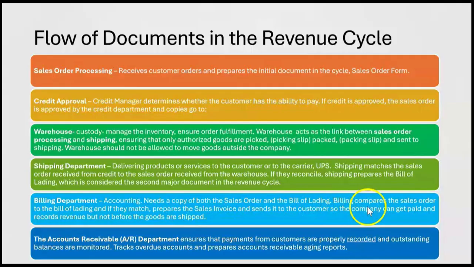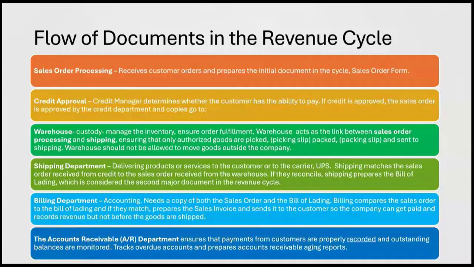So the billing department's job is to compare the sales order to the bill of lading, and if they match, then the billing department prepares the third document in the cycle, known as the sales invoice, and sends the sales invoice to the customer so that the company can get paid and the billing department can record revenue, but not before the goods are shipped.